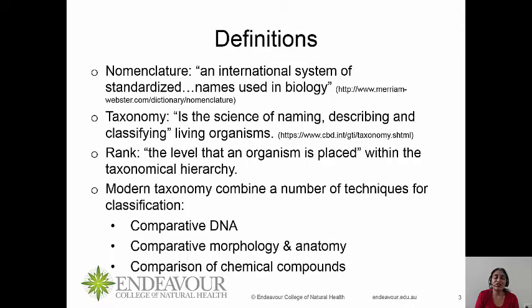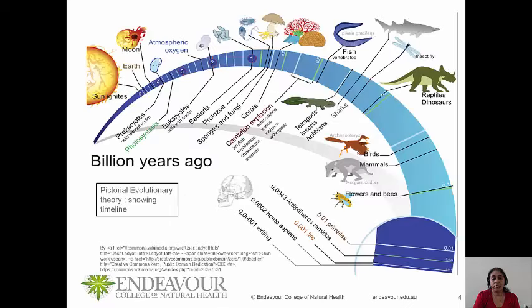Now, how do we actually classify where a particular organism is placed? Okay, so this is dependent on comparative DNA, morphology, anatomy, and also comparison of the chemical compounds present. So this slide here gives you an idea of the whole evolution. Okay, this is a pictorial evolution as how human beings have evolved right from unicellular organisms.